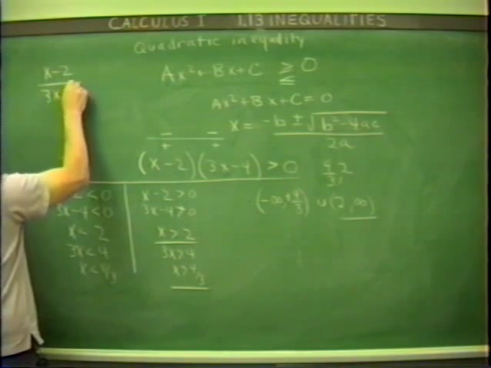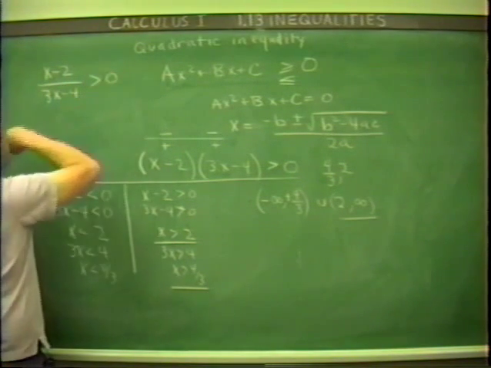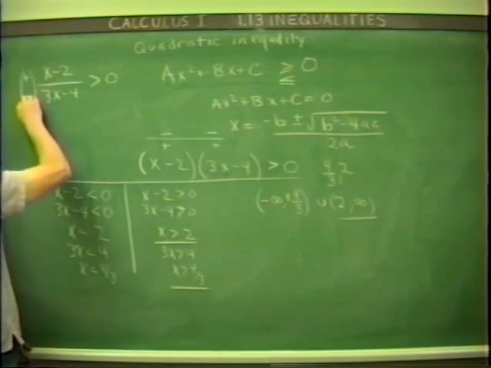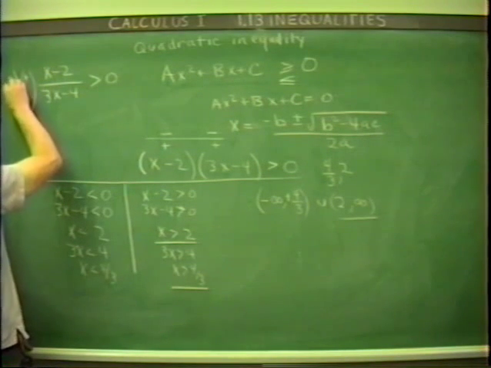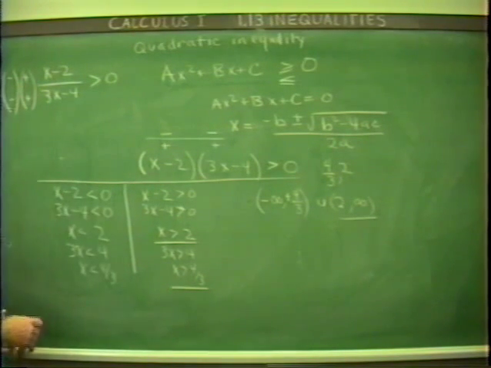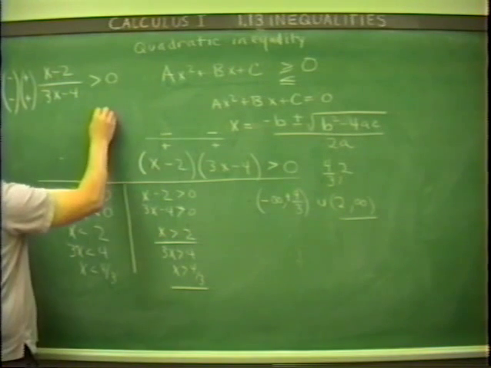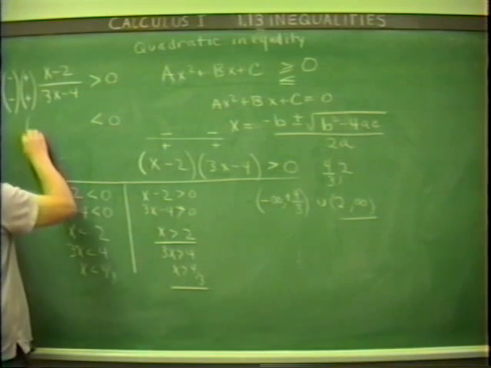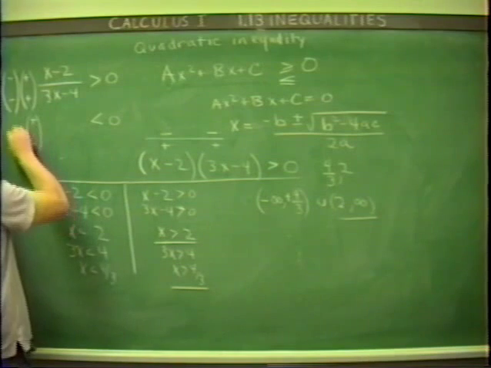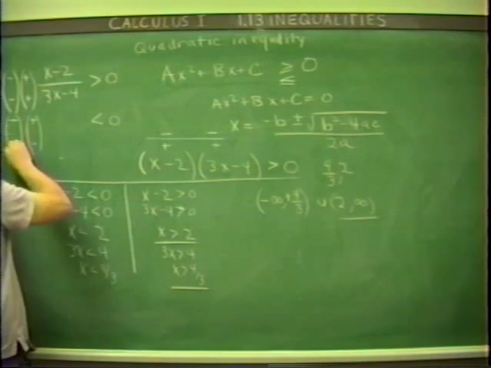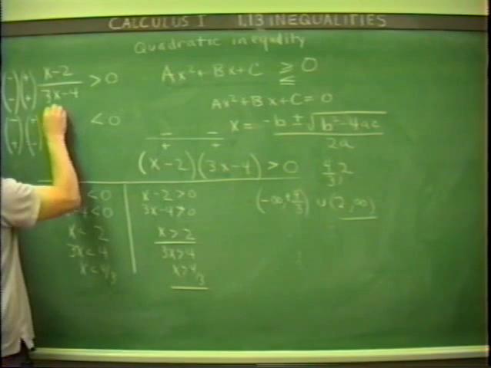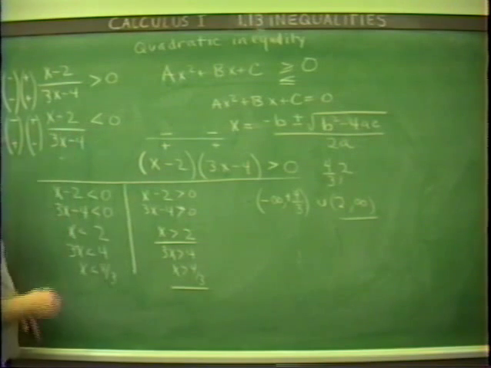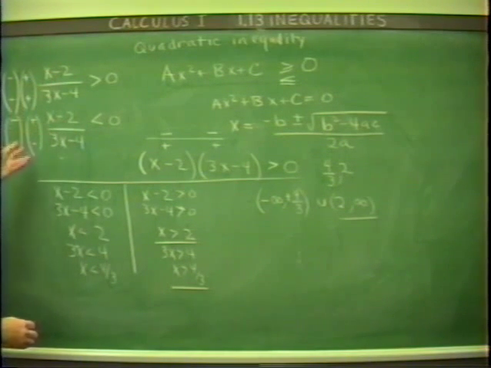The same consideration with positive and negative can be done in the case when we've got a quotient. If we had x minus 2 divided by 3x minus 4, and we wanted to know when that was greater than 0, we could consider two cases. One case would be when both of these were positive, and the other case would be when both were negative. If we had the inequality reversed and we wanted to know when this was less than 0, then that's going to be when one is positive and the other is negative, for example when the numerator is negative and the denominator is positive.